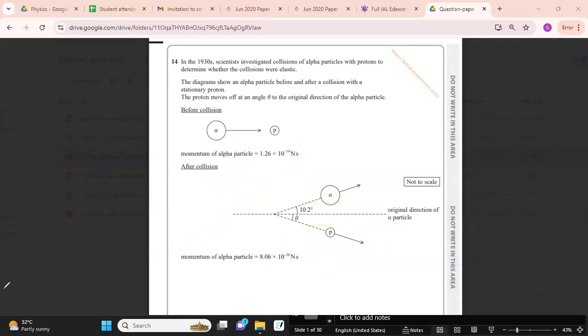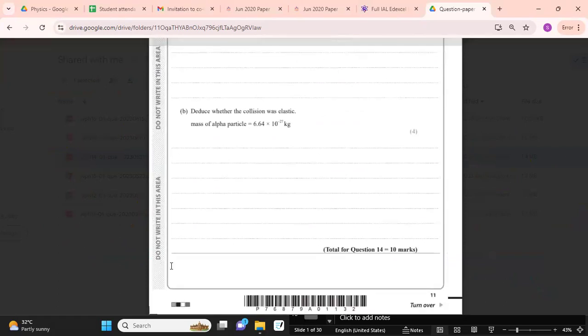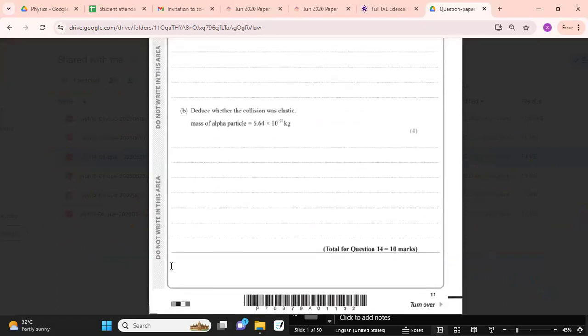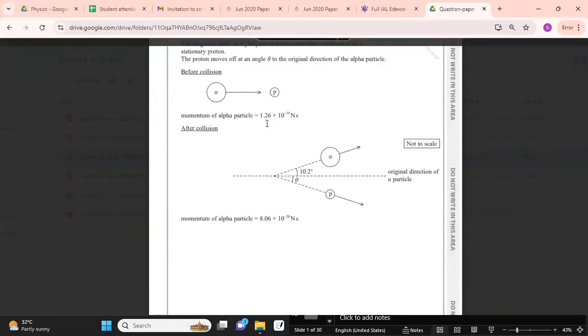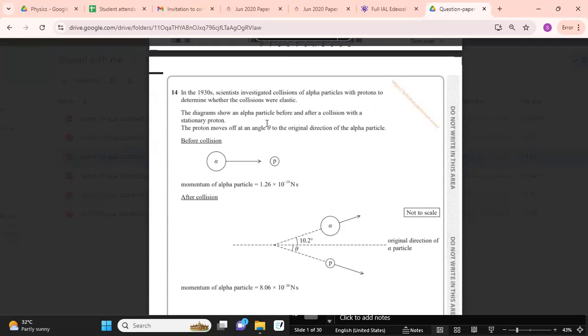Okay, the next part of this question is that you have to deduce whether the collision is elastic or not. Mass of an alpha particle is 6.64 into 10 to the power of negative 27. In questions like these, often my students get confused. They know that if you want to find out if the collision is elastic, you'll calculate the kinetic energy. Where they get confused is the mass, because you can see that the mass of the proton is not mentioned.